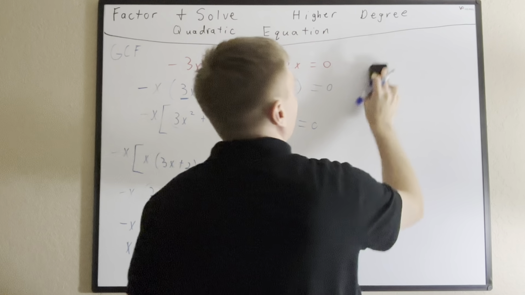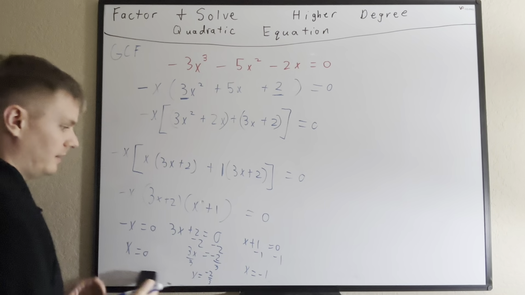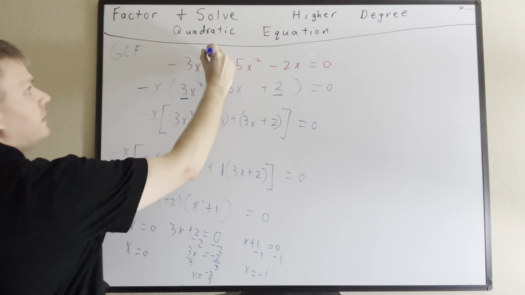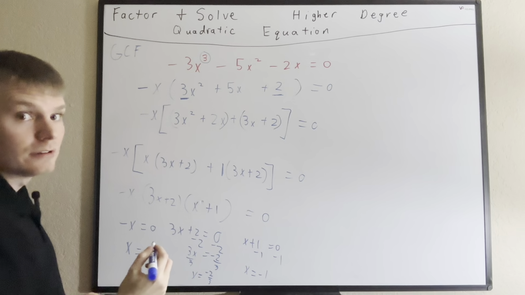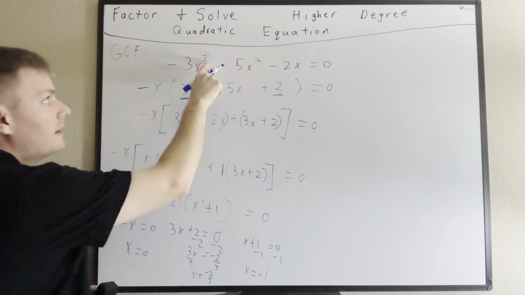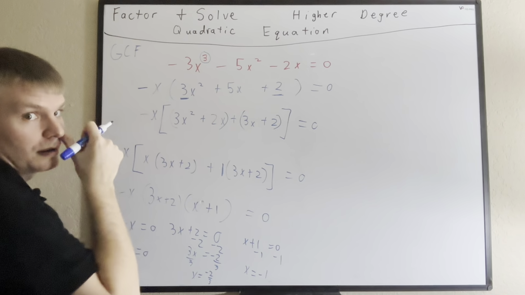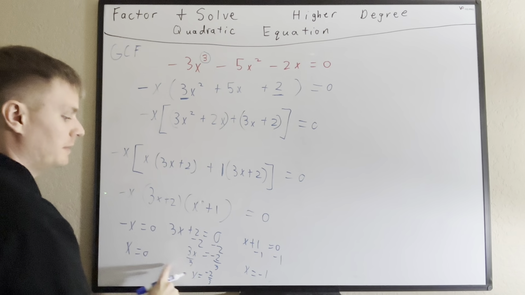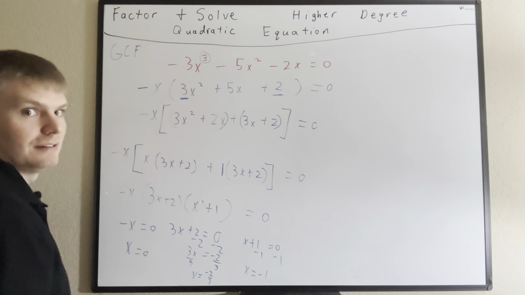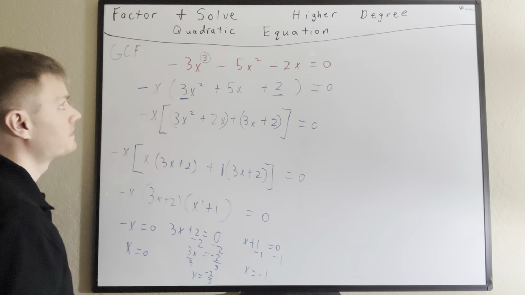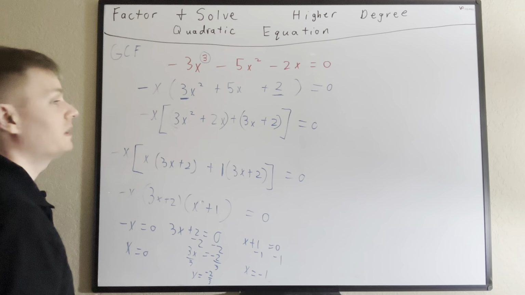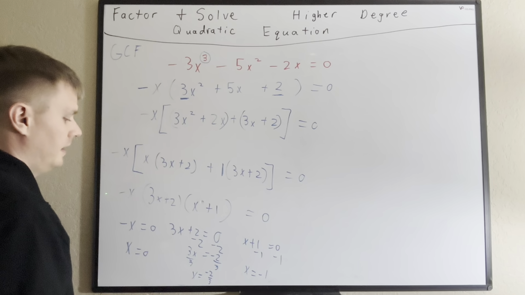How can we have 3 answers in one problem? Well, the order, the degree of our equation tells us how many answers we're going to have. Isn't that crazy? Or we could possibly have.